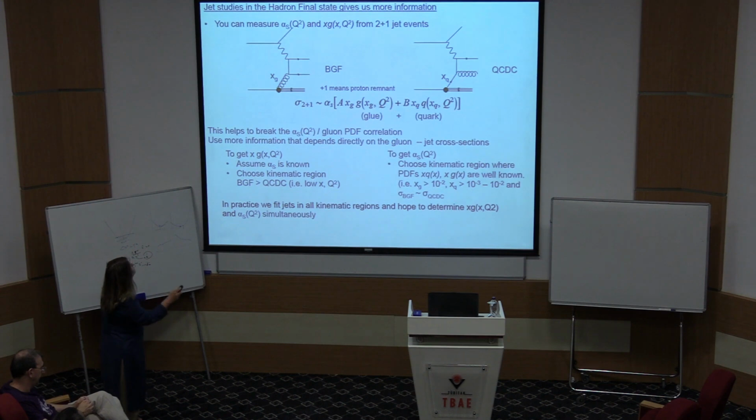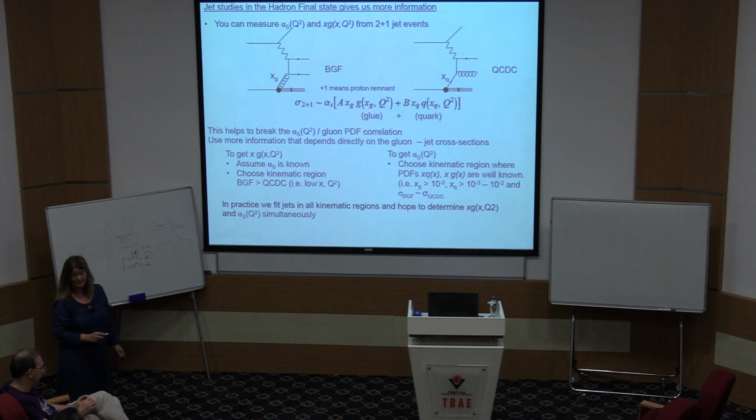Now, you can't, on an event-by-event basis, tell whether it's coming from boson gluon fusion or QCD Compton. But you've got these two contributions to your cross-section, one dominantly from the glue and one dominantly from quarks. And this helps us to break the very strong correlation between the value of alpha S and the gluon shape by giving us more information directly on the gluon if we measure these two jet events.